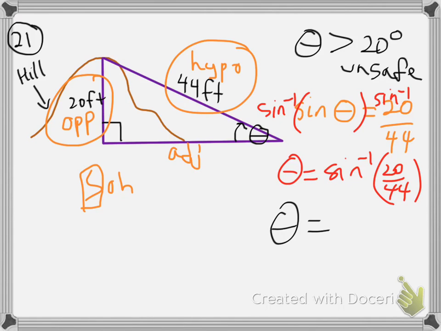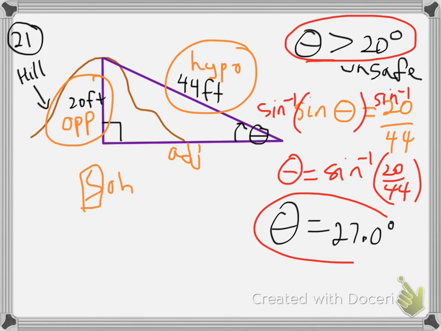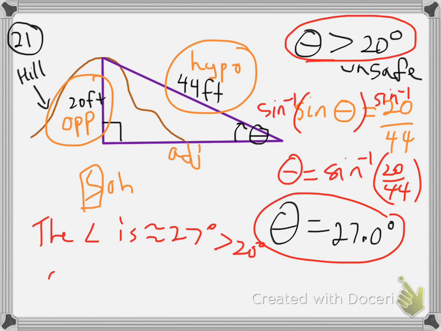And theta then is that angle. Arc sine of 20 divided by 44 is 27.0 degrees. So let's look at it. This is unsafe. Anything bigger than 20 is unsafe. 27 is bigger than it. So the answer would be the angle is approximately 27 degrees, which is greater than 20 degrees. So it's unsafe. There's your answer.